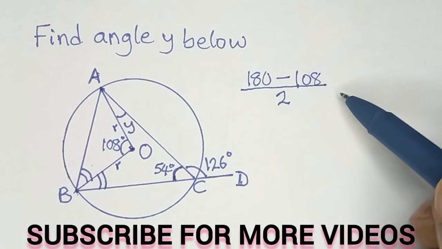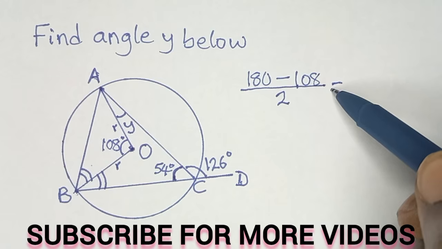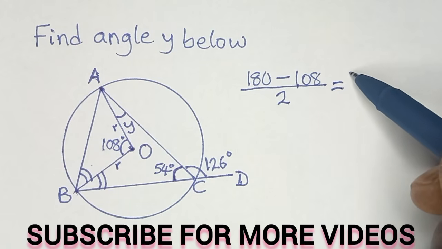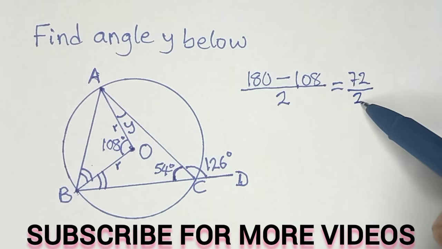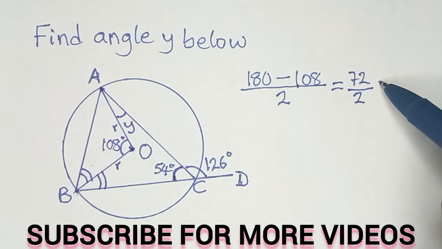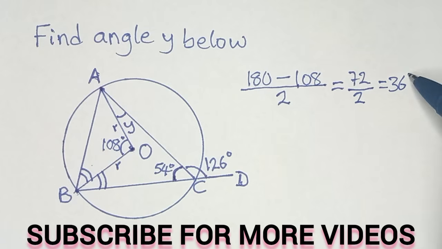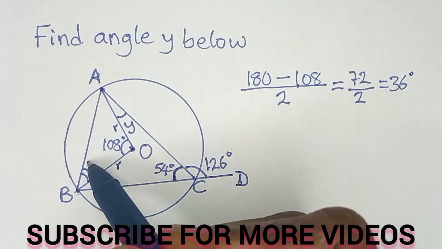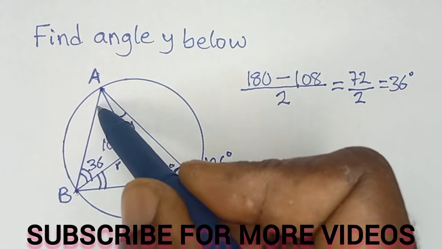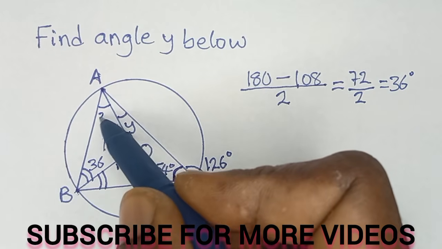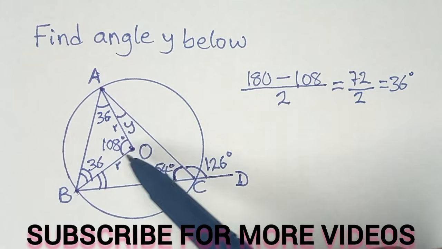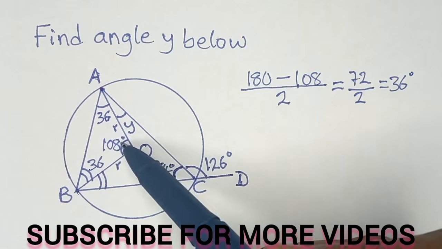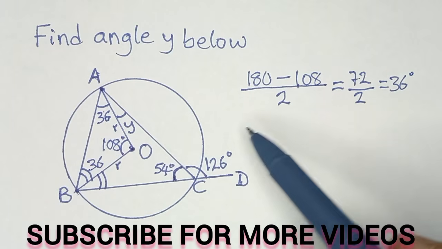So 180 minus 108 is going to give us 72. And by the time we divide 72 by 2, we are going to get 36 degrees. So that tells us that this angle is 36 degrees, and this other base angle is also 36 degrees. By the time you add 36 plus 36 and 108, you are going to get 180, which is the sum of angles in a triangle.